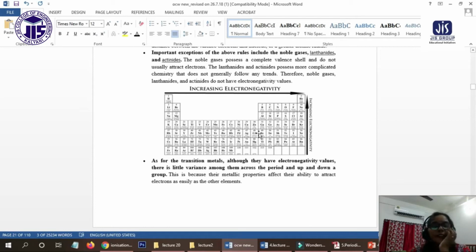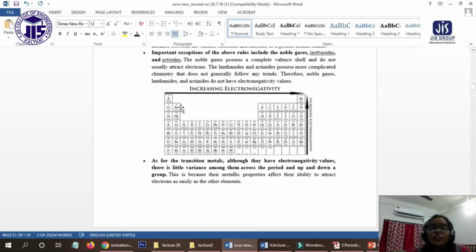Next we have discussed the size effect. What are the size trends along the groups and along the periods? Groups means the columns in the periodic table, and the rows are called periods. For the groups, if we go down the group, the size will increase due to the addition of extra shells, and thus the decrease in nuclear force.